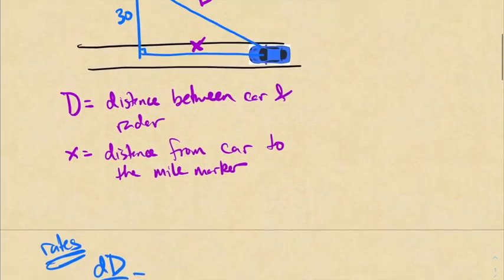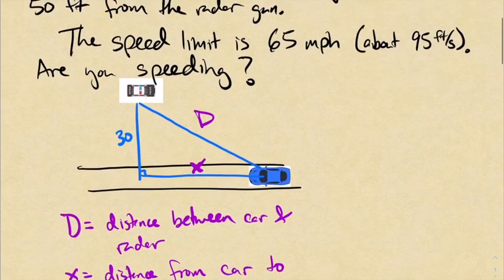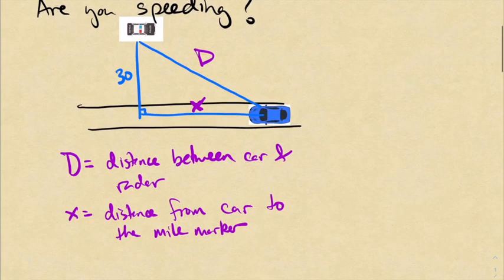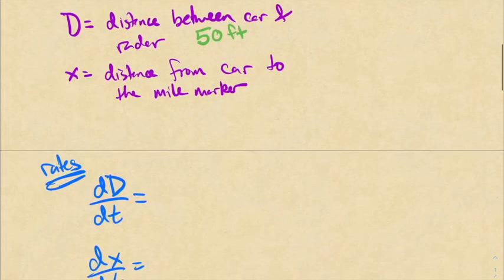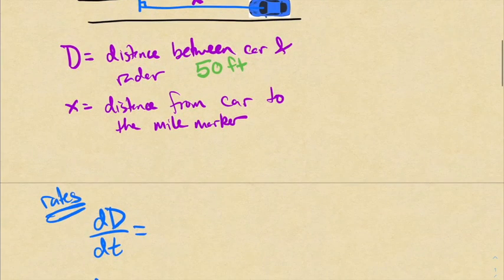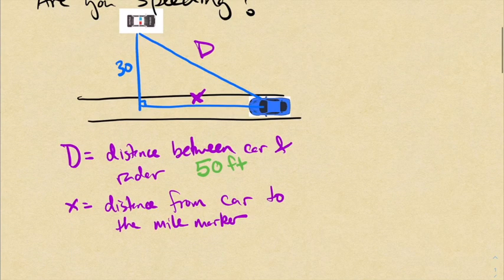And then what I'd like to do next is think about, well, what else do we know? There are some numbers in here. The radar sees your car approaching at 80 feet per second when your car is 50 feet from the radar gun. So at some moment, this big capital D is going to be 50 feet. And at the same moment, dD/dt, the rate at which the hypotenuse is changing, will be minus 80. And it's minus because this is shrinking.